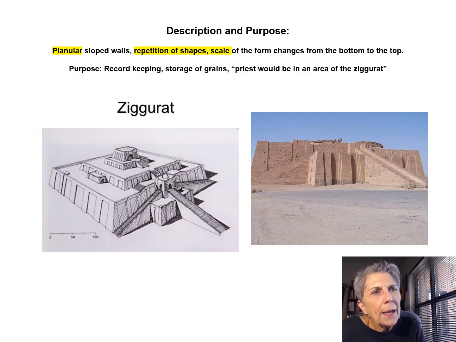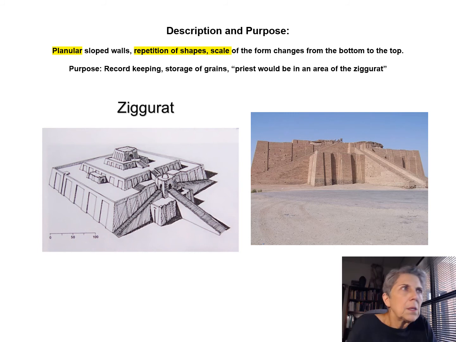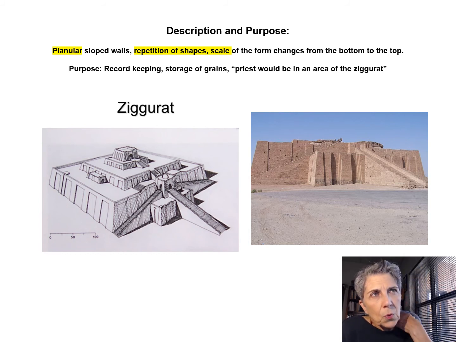So again, I go back and I say, okay, let's look at some of these words. Planar, sloped walls, repetition of shapes. Scale is important. It's very big. And then I've already covered what that facility or architecture would be doing with the storage and the priests, etc. Okay.